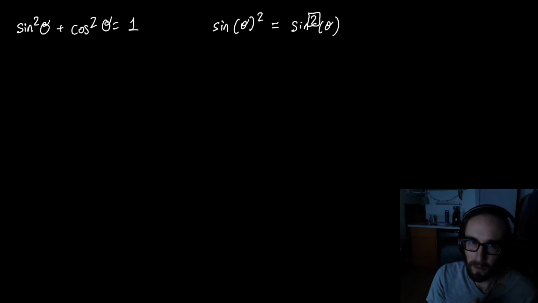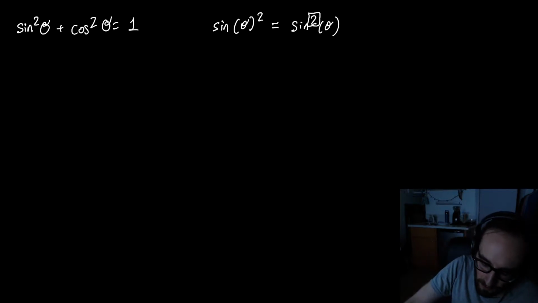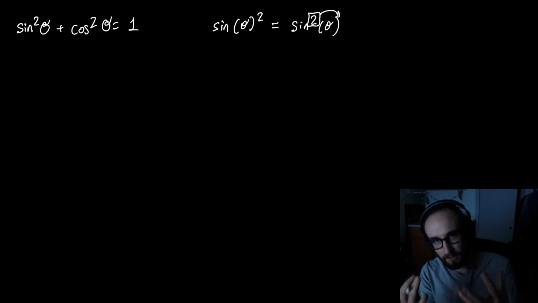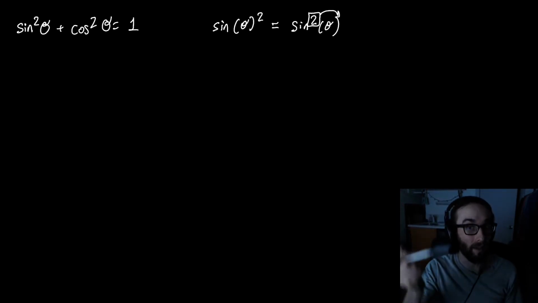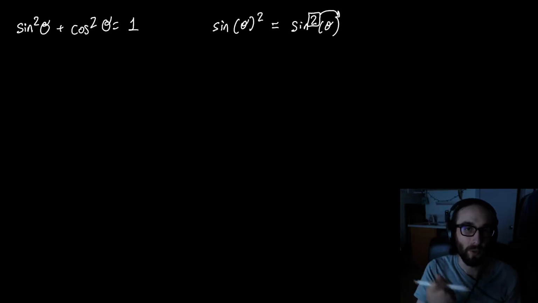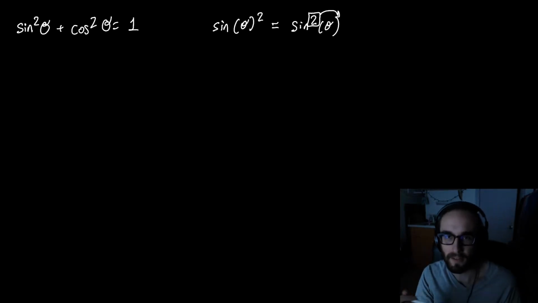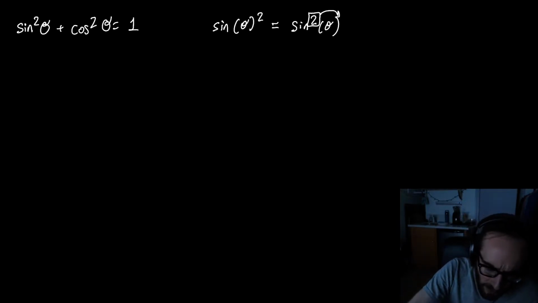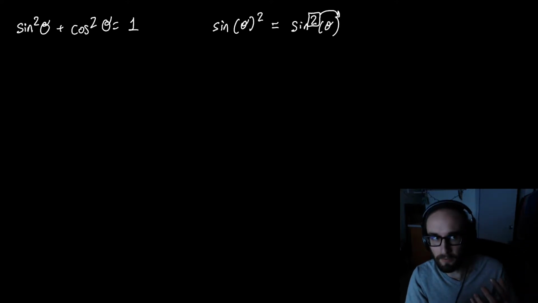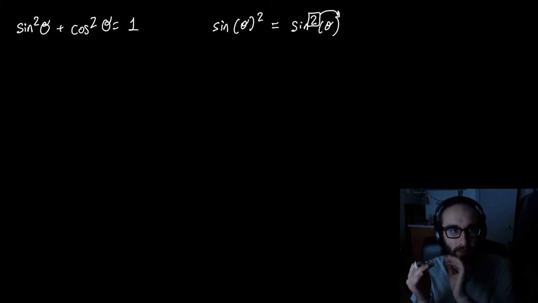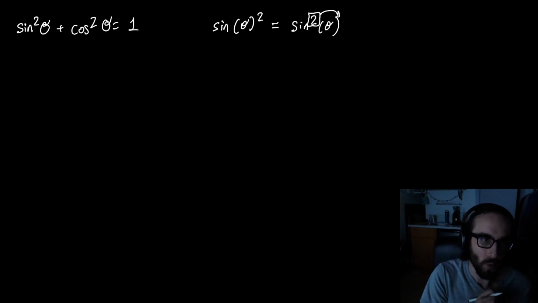So it can be a little confusing when you first see it, but just note that what this means is that we're actually evaluating sine of theta, and then we're squaring that value after we put theta into sine, find the sine value. Okay, so sine squared of theta, in other words, sine of theta squared plus cosine of theta squared is equal to 1.